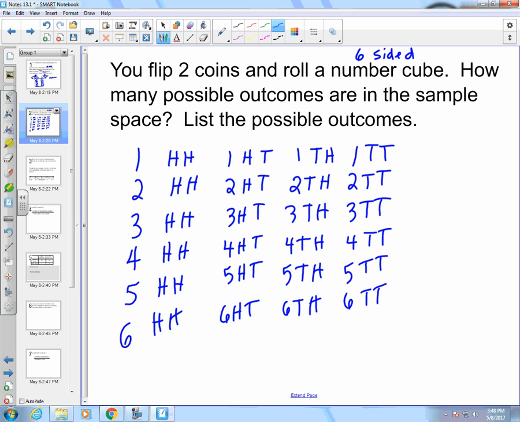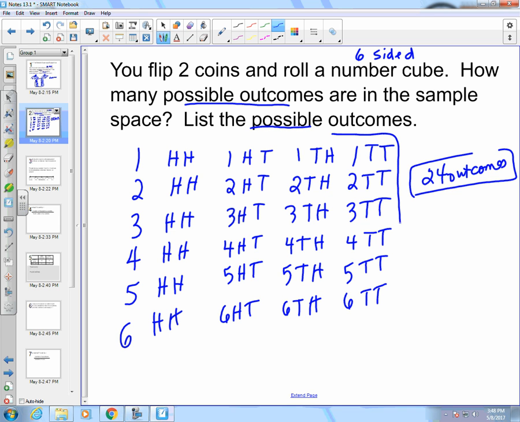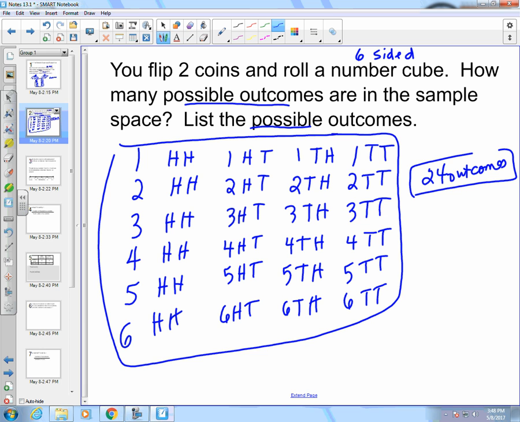Now, when we look at this, we got 6 times 4. We have 24 outcomes. So we have to know how many possible outcomes there are. There are 24. And list the possible outcomes. Right here is our sample space. We have listed all of them.